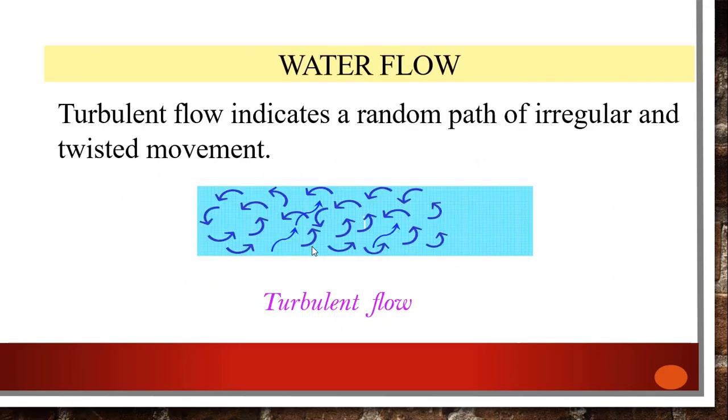So second is turbulent flow. In turbulent flow, the fluid particles follow a random path. They are following a random motion. They cross each other's path, and as you can see in this picture, the fluid particles follow a zigzag way. They do not follow a distinct path. They are following an irregular or twisted movement.